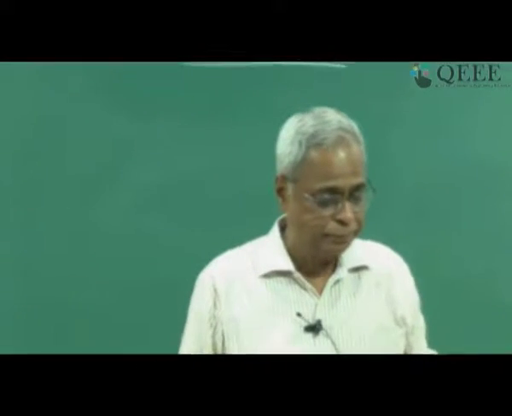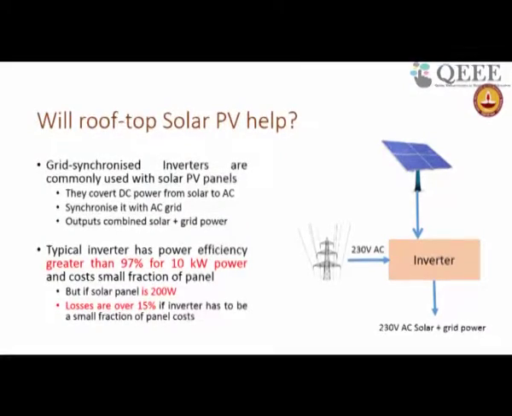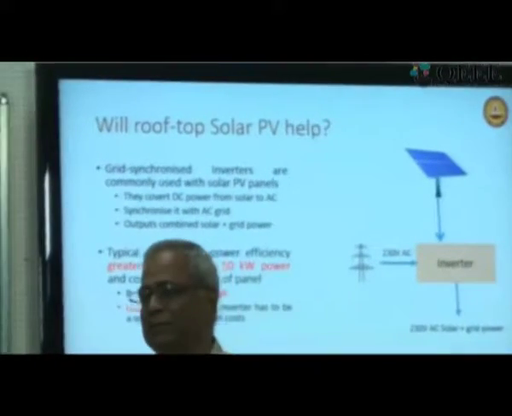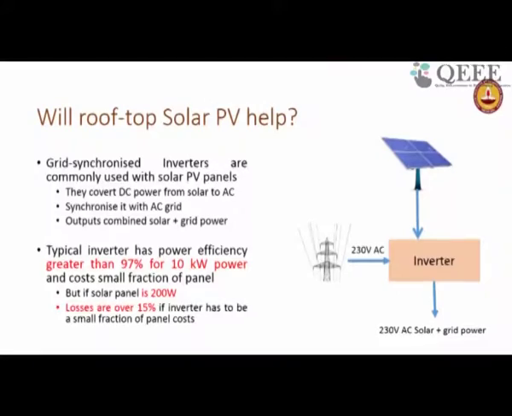Now, if the panel is 10 kilowatt or more, you can get these inverters at 97%, 96% efficiency. If it is 100 kilowatt, you can get it even at 98%.